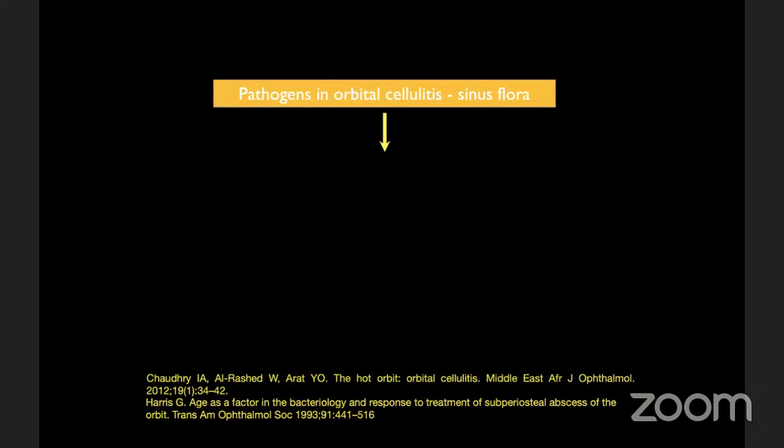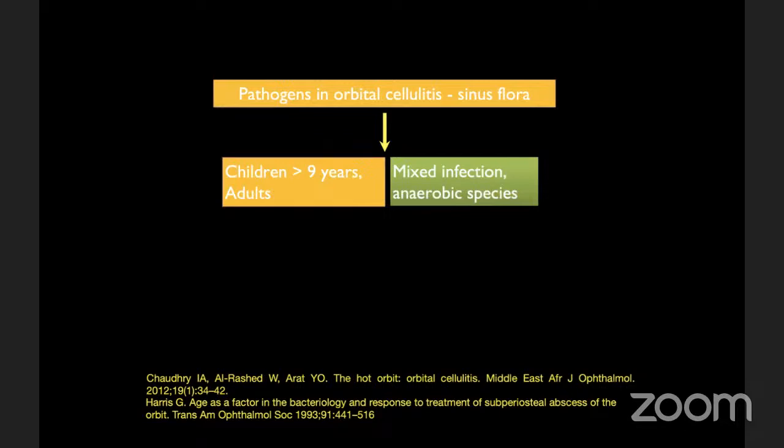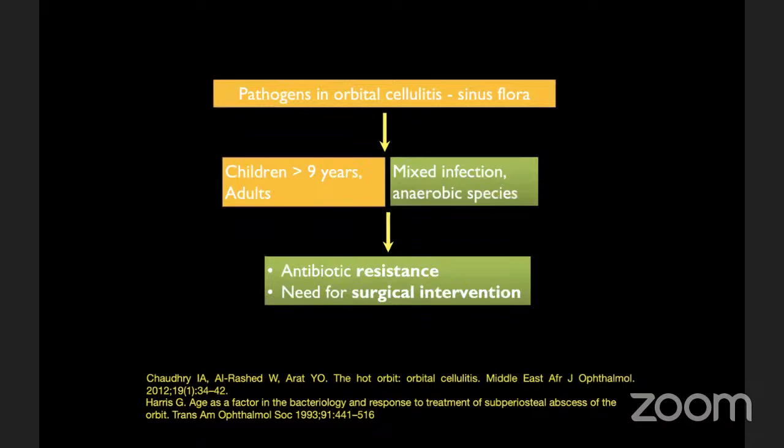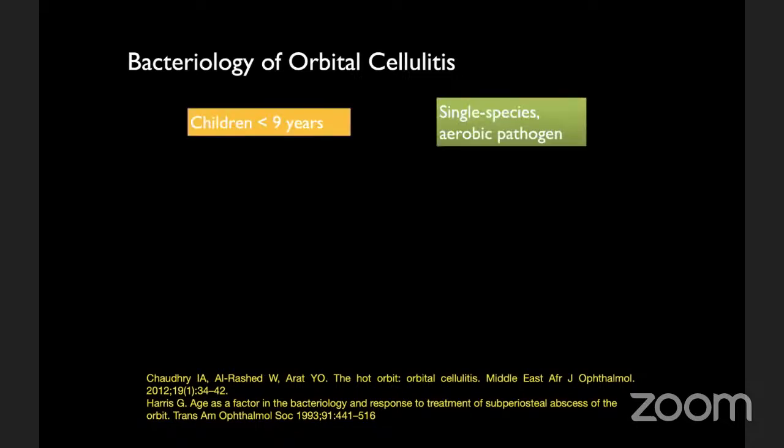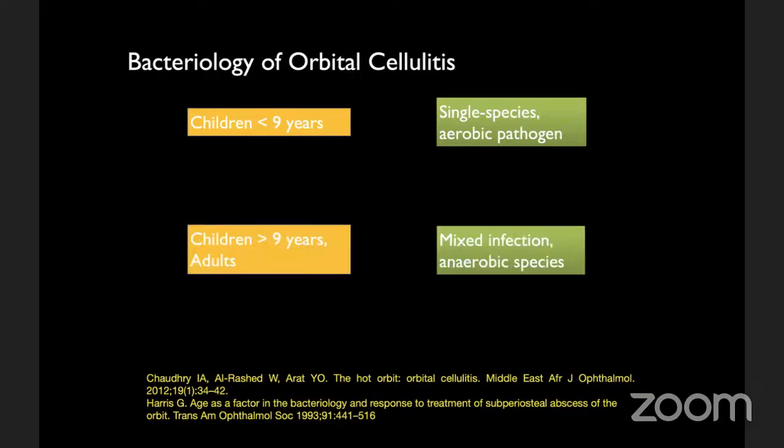So the pathogens in orbital cellulitis from the sinus flora, usually in children more than 9 years or in adults, would almost always be a mixed infection, or mostly anaerobic species. So if antibiotic resistance is noted, then it would be good to drain it and send the aspirate for culture. And in children below 9 years, it is mostly a single species, like I mentioned, Staph aureus or epidermidis, and they're mostly aerobic. And this is just to compare.